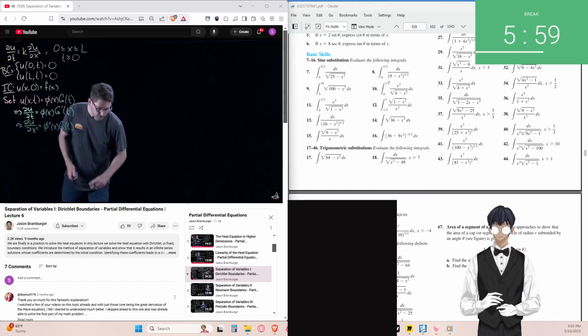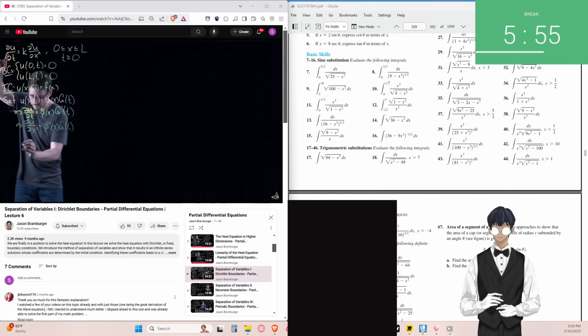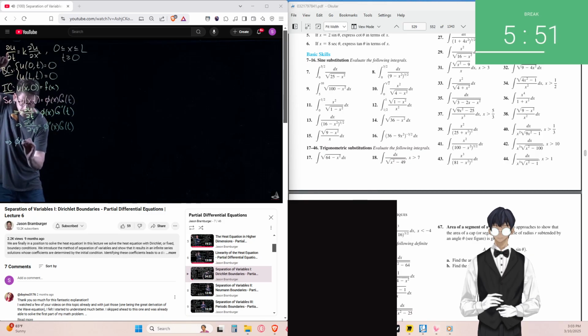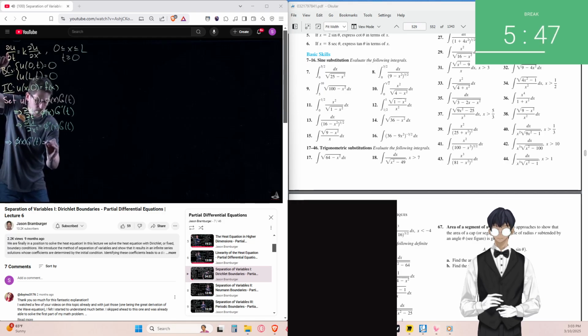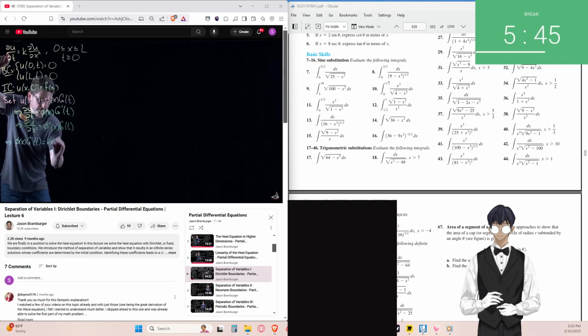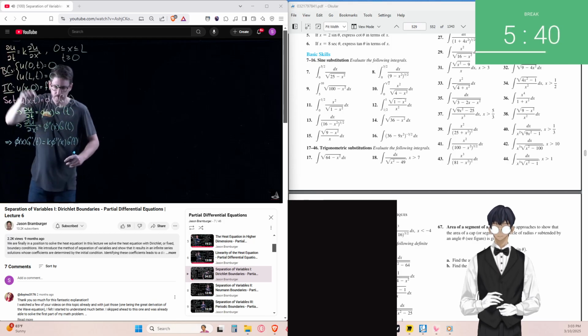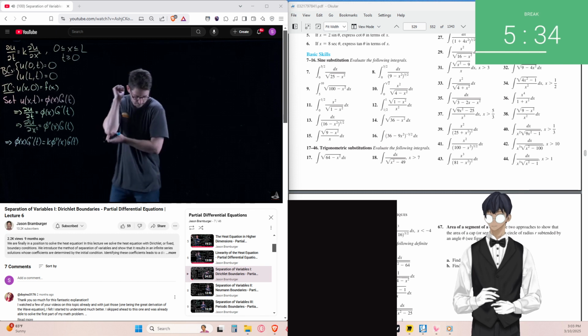So what does this mean for my partial differential equation? Well, let's put in these two pieces that we know. So I get phi of x times g prime of t is equal to k times phi double prime of x times g of t. Okay, so the time derivative is equal to a constant multiple of the second space derivative.